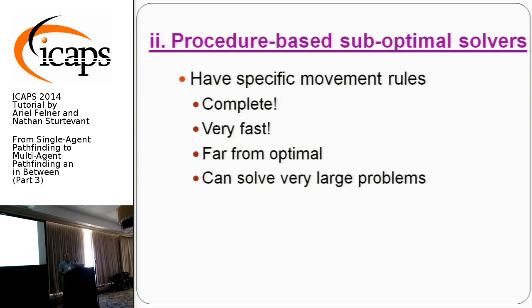An example of an exponential domain is Rubik's Cube. Everyone knows that you can use macros to solve Rubik's Cube. The question is, what macros can I use in order to solve multi-agent pathfinding? I want fast and complete paths. Of course, they are far from optimal, but on the other hand, they can solve very large problems very fast.